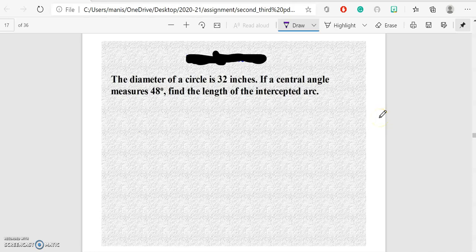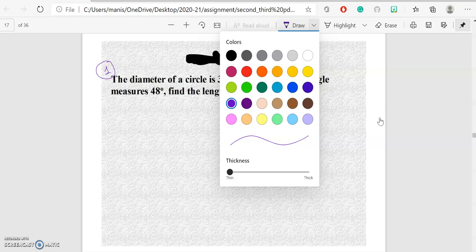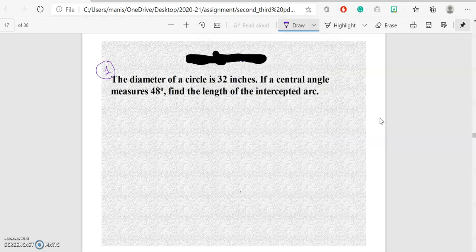Okay, our first question: the diameter of a circle is 32 inches. If the central angle measures 48 degrees, find the length of the intercepted arc. We have learned this question in the last session, so we'll do it by the same method. The length of the arc is represented by S is equal to R times theta.